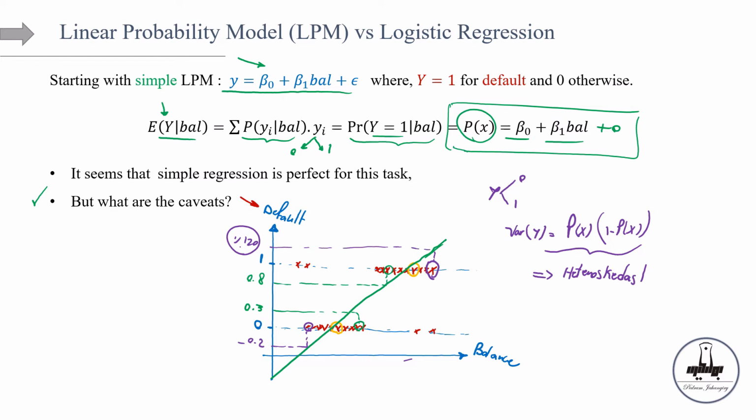Heteroscedasticity by construction, right? So we know in machine learning, maybe it's no big deal. We are not necessarily worried about heteroscedasticity because at the end of the day, the goal is to make predictions. But it is good to know that this model by construction is suffering from some heteroscedasticity problem.